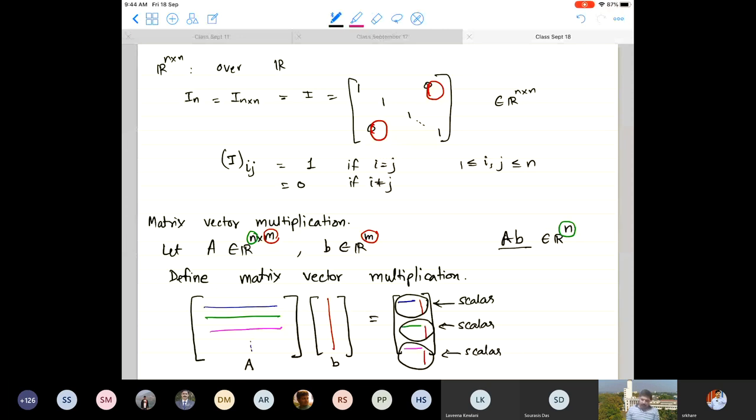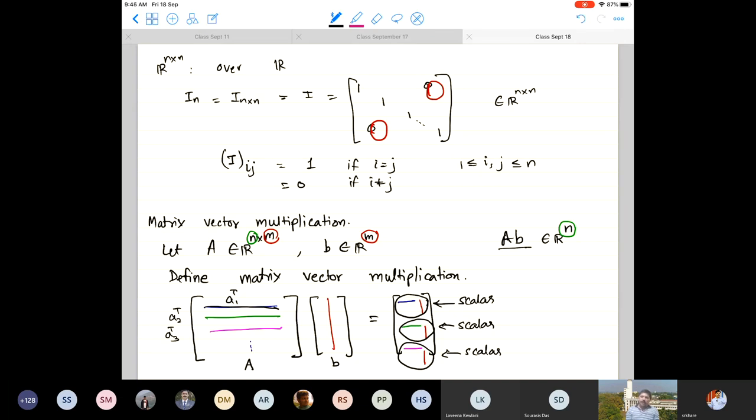These scalars are obtained by the inner product, or the dot product. The dot product I am taking is of the rows of A with the vector B. Can I take this inner product? Yes. Why can I take it? If I denote the first row of A as A1 transpose, the second row of A as A2 transpose, A3 transpose, that's how I denote the rows.